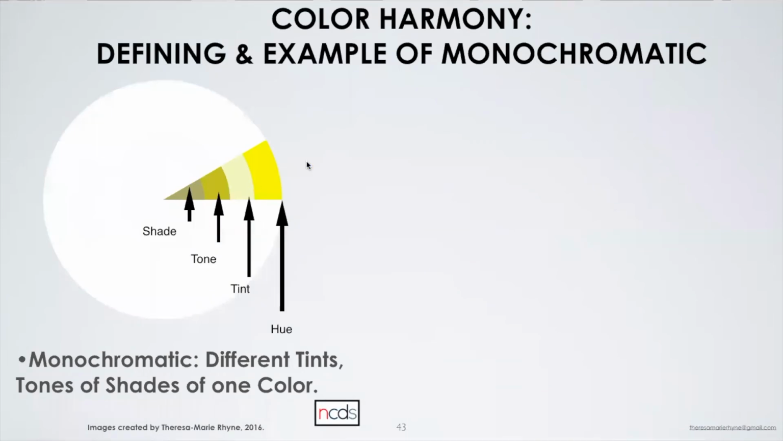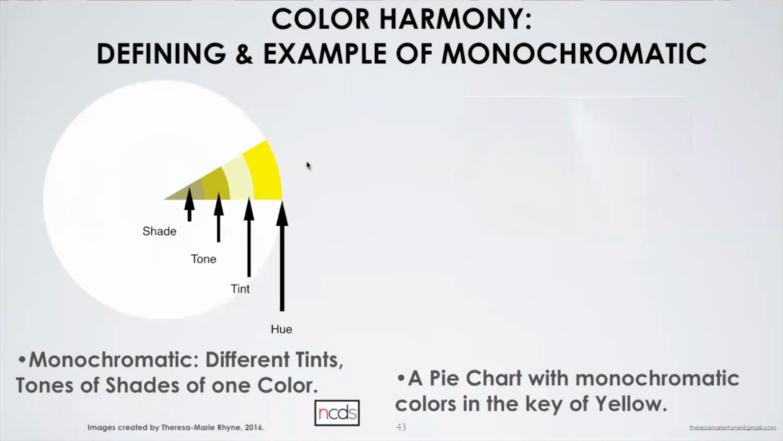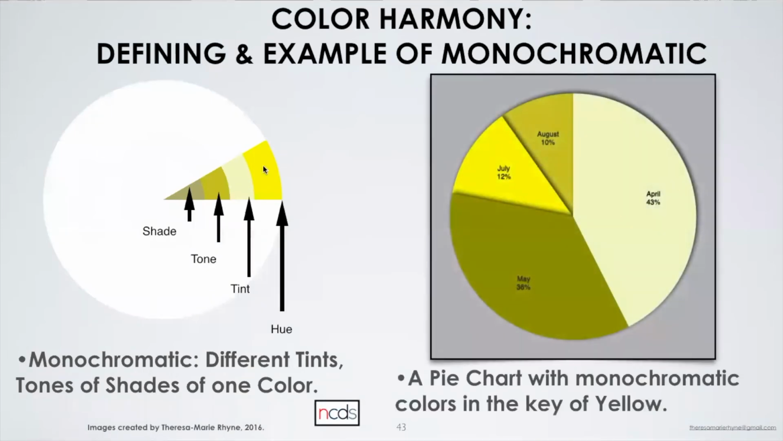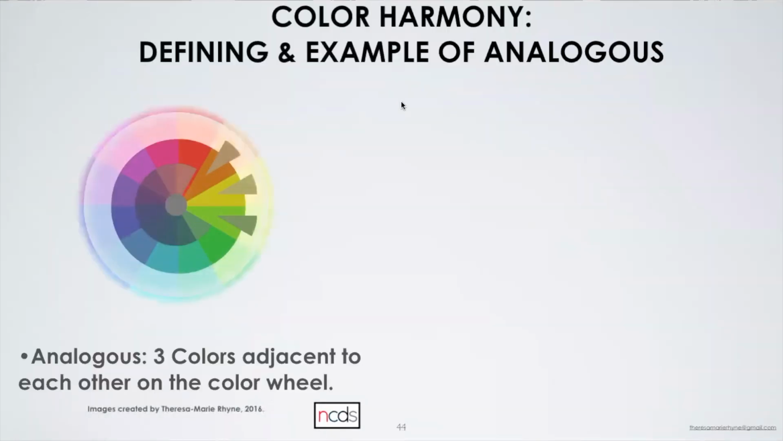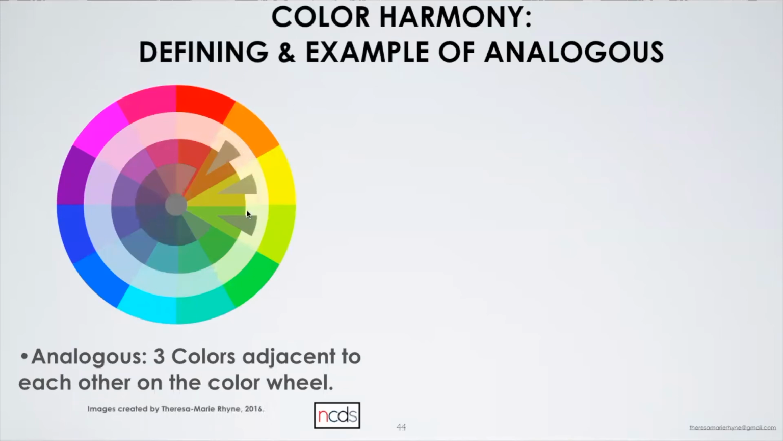So what we're going to do is build a visualization, a pie chart visualization in the key of yellow. This is the yellow that is all of these combined together. Now, this is something we often see in various financial publications. You'll usually see this in blue or green. So monochromatic. Analogous is picking 3 colors next to each other on the color wheel.